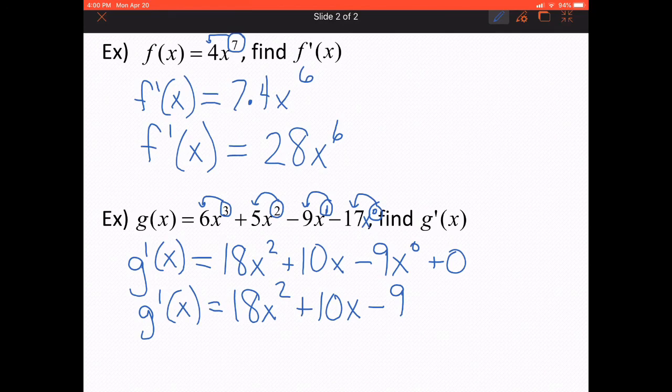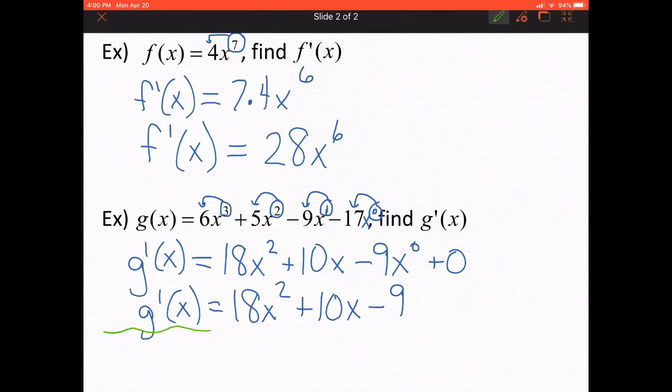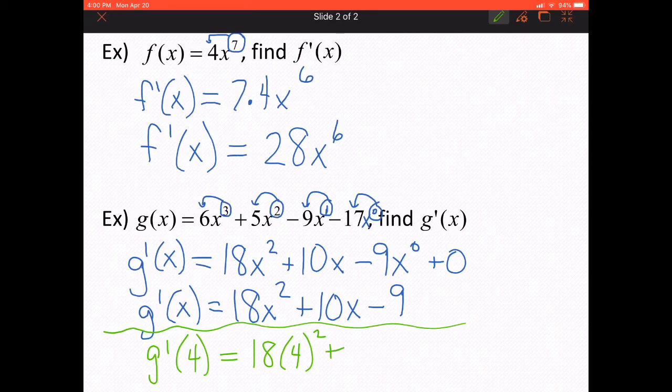And when you're trying to find the derivative at a specific value, for example, if I said for this problem, don't just find the derivative of the whole function, but find the derivative at 4, then all I'd have to do is plug 4 into the derivative, and then I could get my answer that way. If I plug that in, I will get 319 as my derivative at 4.